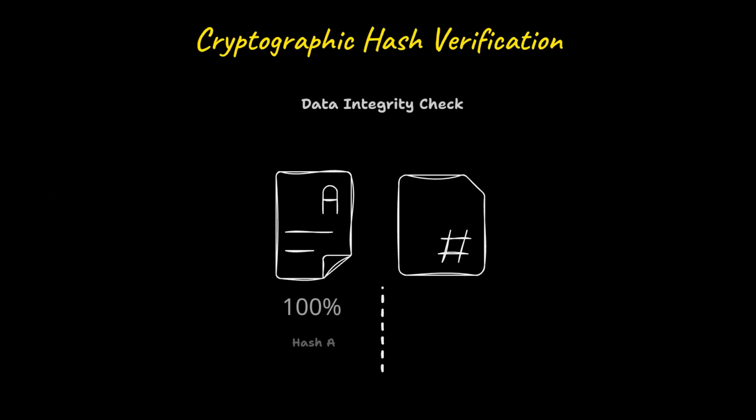The core mechanism is the cryptographic hash function. It takes an input of any length and produces a fixed length digest. Any single bit change in the input produces a completely different digest. By comparing a hash computed at write time against one recomputed at read time, systems can detect tampering instantly.